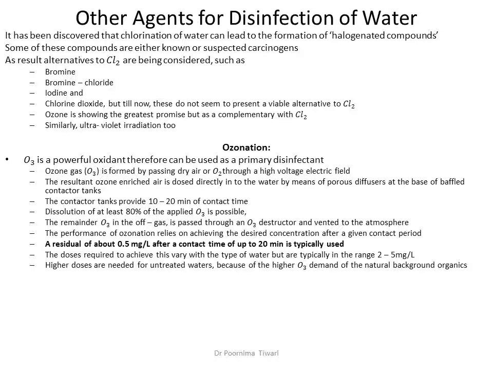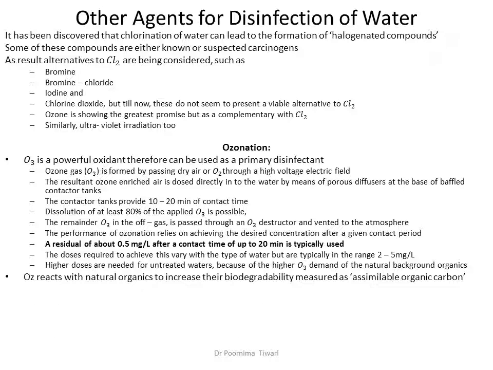Higher doses are needed for untreated water because of higher ozone demand, because of natural organics present in the background in natural waters. Ozone reacts with natural organics to increase their biodegradability. The biodegradability is measured as assimilable organic carbon. Ozonation is normally used with subsequent chlorination.